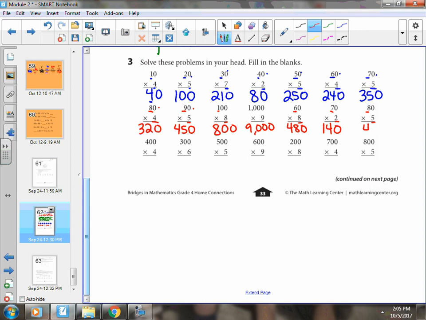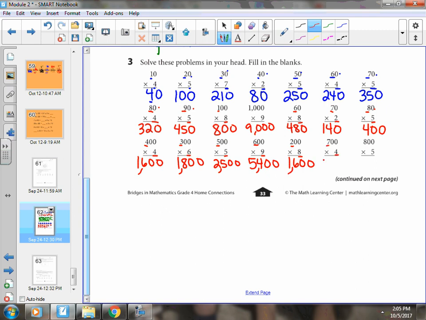8 times 5 is 40. Be careful because 40 ends in a 0, but we need 1 0 in addition to that. 80 times 5 is 400. 4 times 4 is 16. 2 more zeros. 3 times 6 is 18. 2 more zeros. 5 times 5 is 25. 2 more zeros. 6 times 9 is 54 with 2 zeros. 2 times 8 is 16 with 2 zeros.